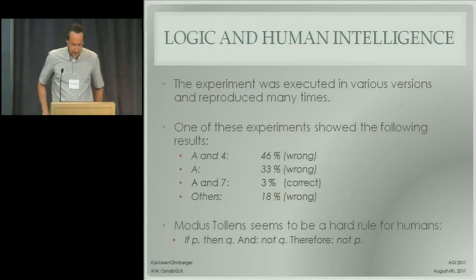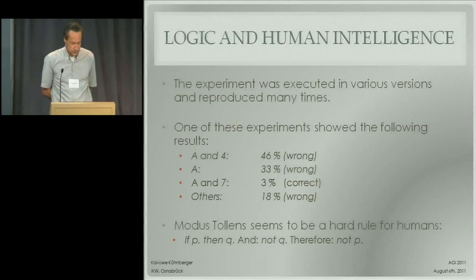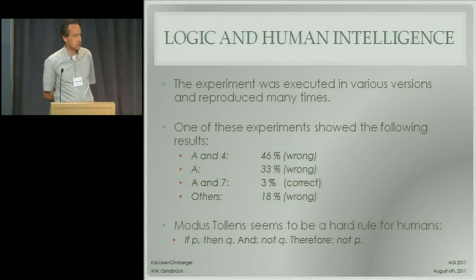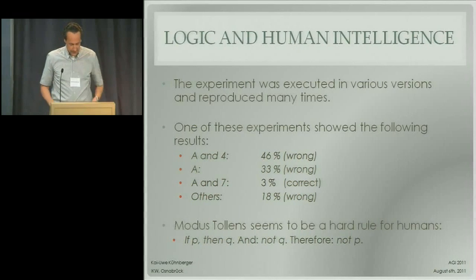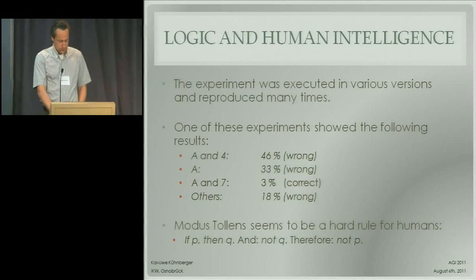And here are some results from an experiment on how subjects behave. For example, 46% turned A and 4, which is not the intended solution. 33% turned only A, which is also not the intended solution. 3% performed well, so to speak, and made the right choice, and 18% did something else. So they were seemingly not able to apply this modus tollens rule.